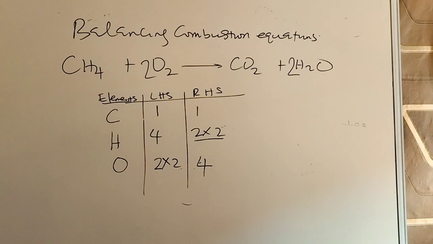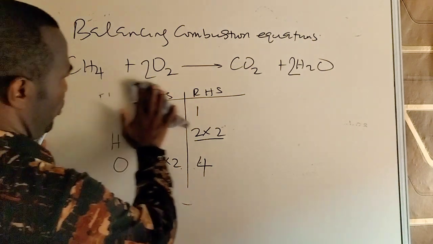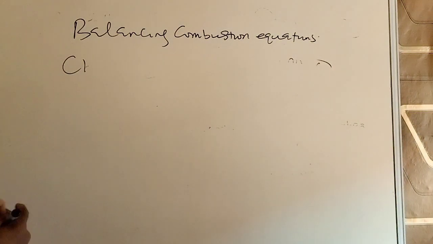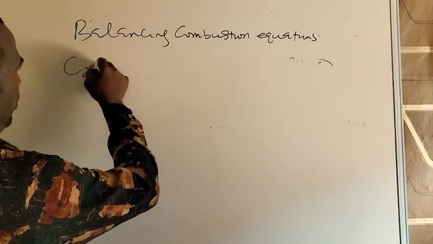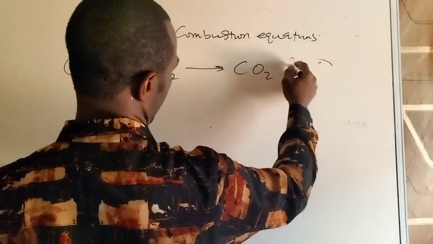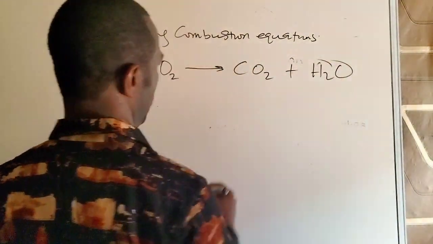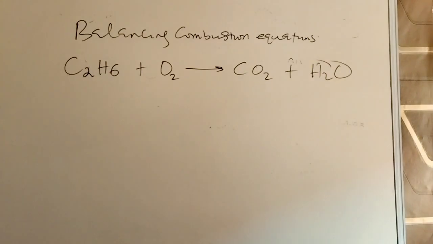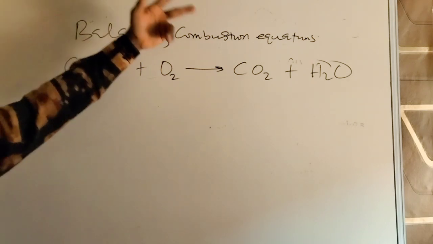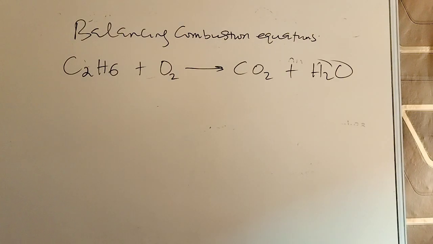And another instance is to use another hydrocarbon called ethane, whose formula is C2H6 plus oxygen giving us CO2 and water. So is that the equation you have? So you have to balance the equation. We follow the same process. This is a hydrocarbon, carbon and hydrogen only in the compound, plus oxygen gives you carbon dioxide and steam or water vapor. So how do you balance the equation?